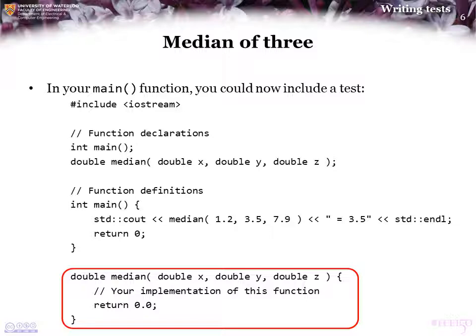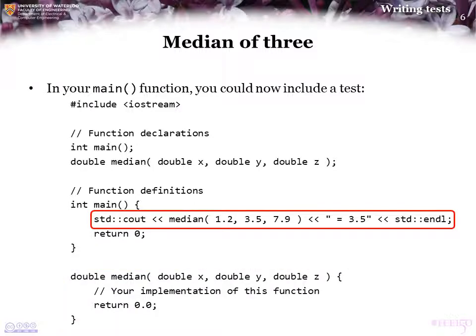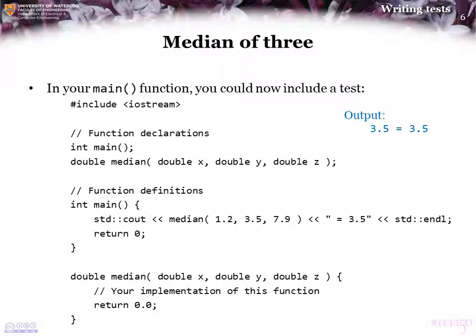However, in the main function, we call the median with 3 arguments, and we print that together with the expected result given those 3 arguments. So, if your implementation of the median function was correct, your output should appear as 3.5 equals 3.5. If the median function returned any other value, these would not be the same, and you would notice that there is an issue.